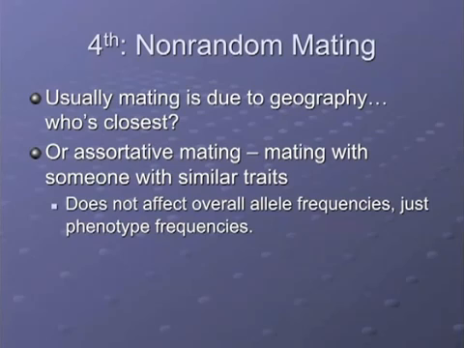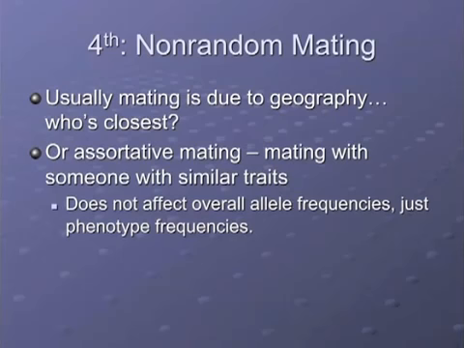So non-random mating doesn't affect the overall allele frequencies, but it does influence the phenotypic frequencies. Because if you have two brown-haired people mating, they'd most likely produce more brown-haired children instead of blondes, and the blondes will produce more blondes. So that's the same idea. You're not killing off any alleles, you're not destroying the allele frequency or changing it, but you are changing the phenotypic frequency, which is what evolution works on, what natural selection works on.